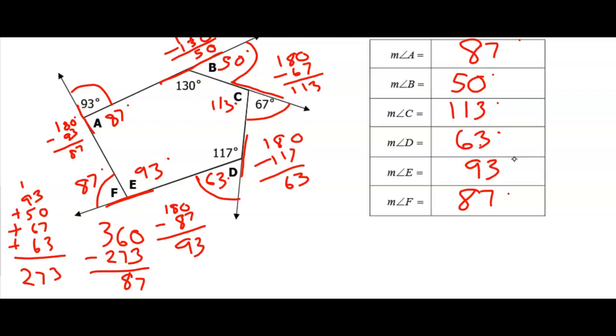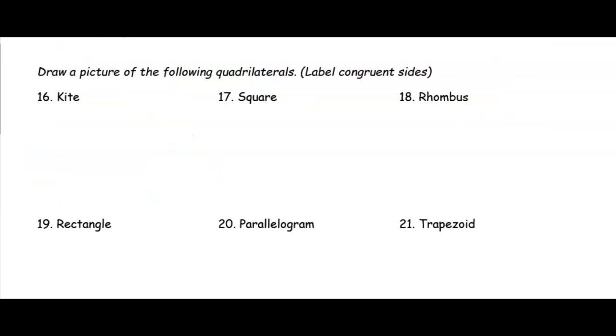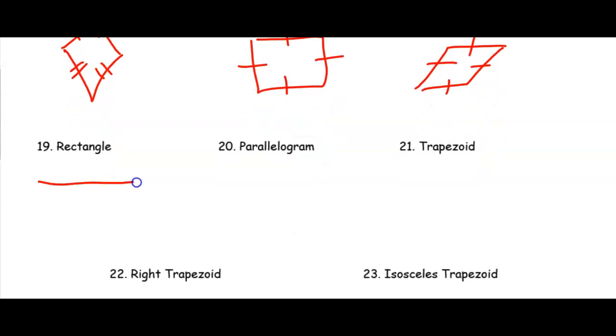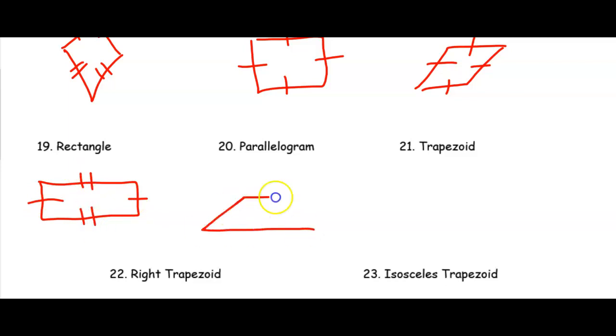Okay. And then next page, draw a picture of each quadrilateral and label congruent sides. So when you have a kite, these are the same, and these are the same. On a square, these are the same all the way around. On a rhombus, which looks like a diamond, these are all the same. On a rectangle, opposites are the same, and the other opposites are the same. Okay, parallelogram, opposites are the same, and the other opposites are the same, like a rectangle.